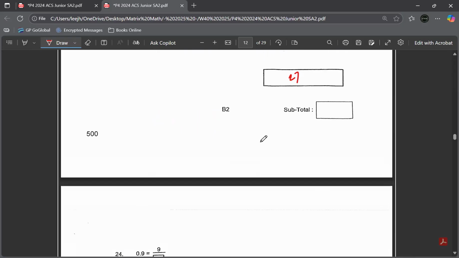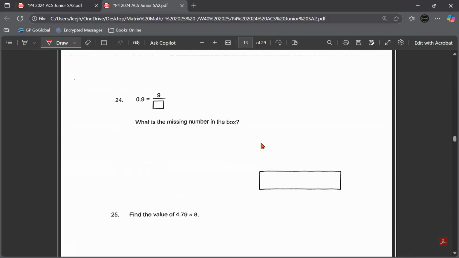Question 24. 0.9 is 9 over what? In order to read this correctly, it's not 0.9. It's actually 9 tenths. So 9 tenths is 9 over 10. So what is the answer in the box? It's 10. Okay, 9 tenths.